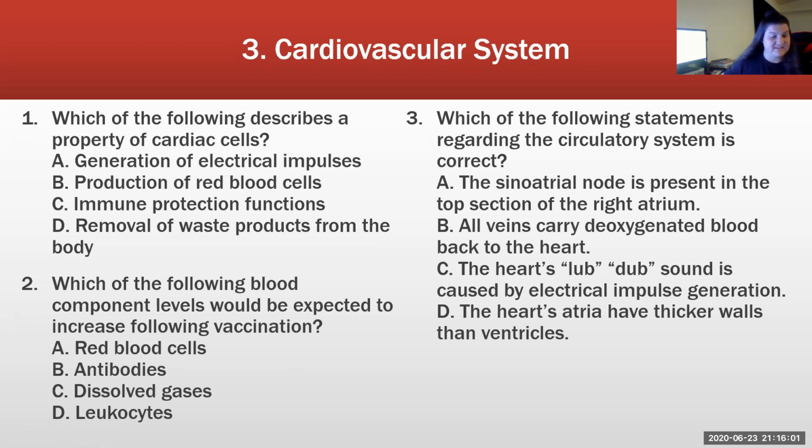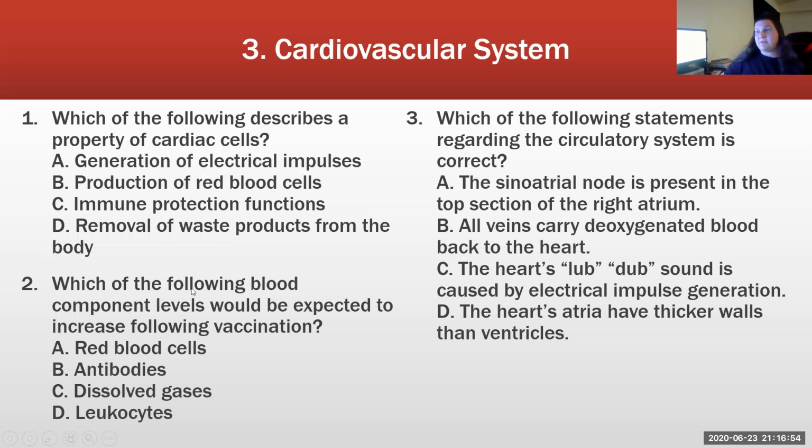Cardiac cells generate electricity in the sinoatrial node and conduct the impulse through the heart to cause muscle contraction. Red blood cells are produced in bone marrow, not the heart. Cardiac cells do not have immune protection functions. They contract to pump blood around the body. Cardiac cells do not have excretory functions. Excretory functions are performed by kidney nephrons, skin sweat glands, and lung alveoli. So the answer is they generate their own electrical impulses, and it's super cool when you understand how the SA node and the AV node all connect. It's awesome. The heart is amazing. I can't get enough learning about it. It's super fun. But the answer of this question is A, they generate their own electrical impulses.